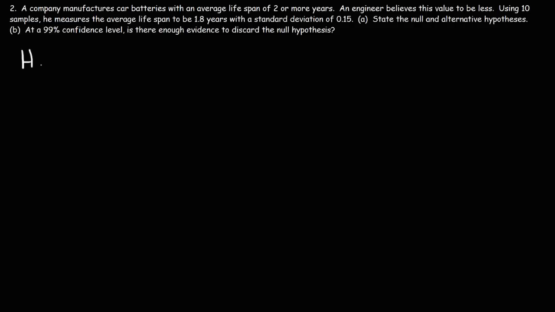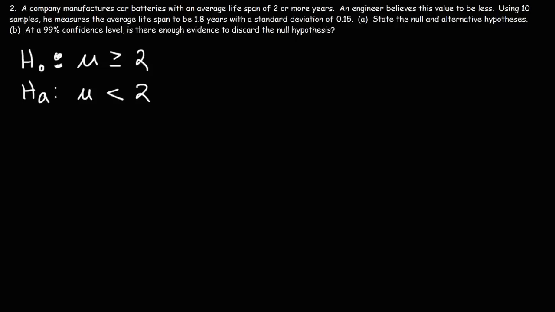So once again, let's start with the null hypothesis. The company manufactures car batteries with an average lifespan of 2 or more years. So this tells us that the null hypothesis is that the mean is equal to or greater than 2. Now, for the alternative hypothesis, we need to look at the engineer. He believes this value to be less. So he's the one that's going to conduct the experiment. So he believes that the mean is less than 2 years. So that's it for part A.